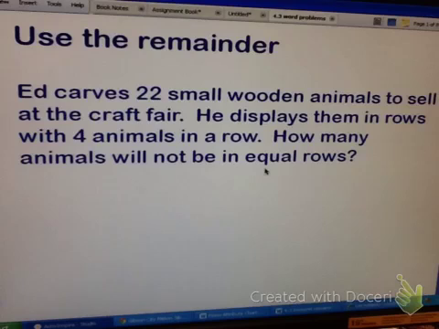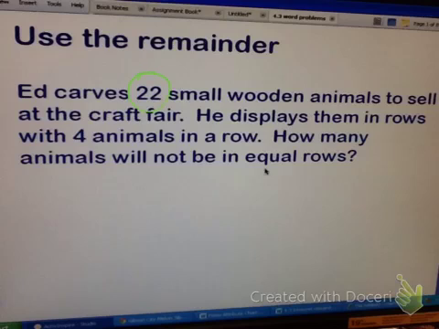The first strategy that we use is called using the remainder. So what they're going to do is read through the word problem. Ed carves 22 small wooden animals to sell at the craft fair. He displays them in rows with 4 animals in a row. How many animals will not be in equal rows?